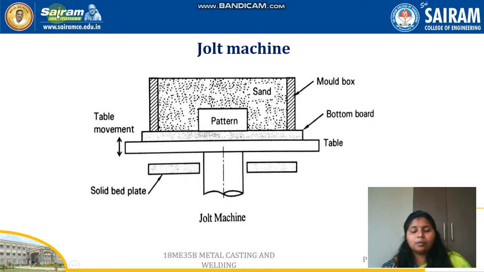The disadvantage is that the density and hardness of the rammed sand at the top is less when compared to that of the bottom. So the sand is not rammed uniformly. At the bottom where the pattern is placed, the ramming is more, whereas at the top the ramming is less. So this is about the jolt machine.